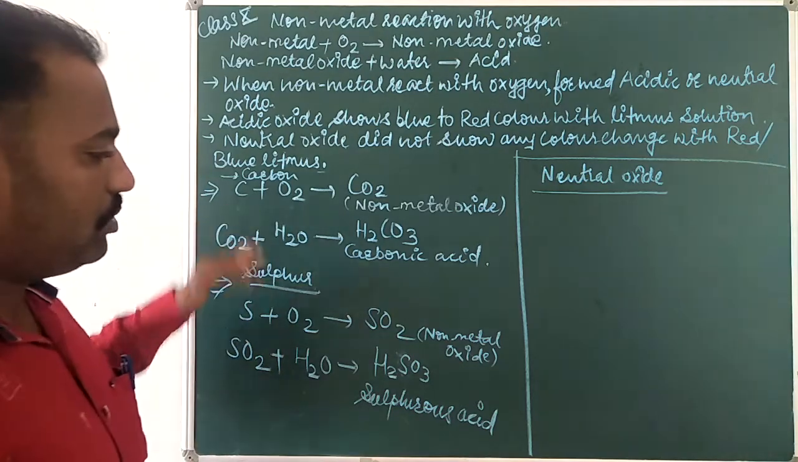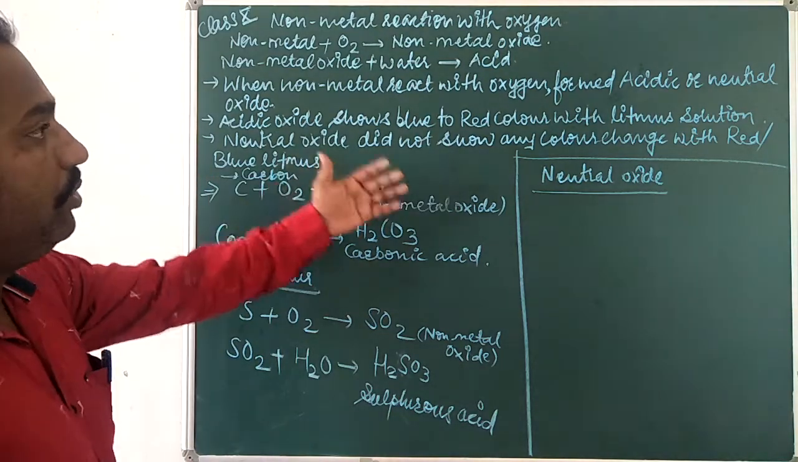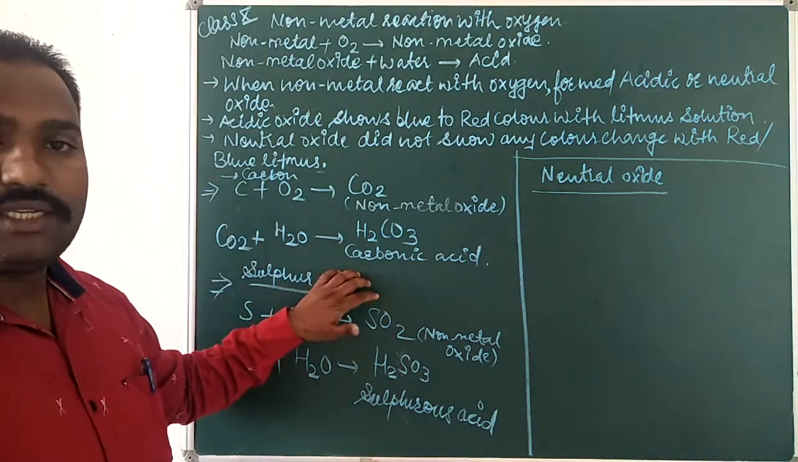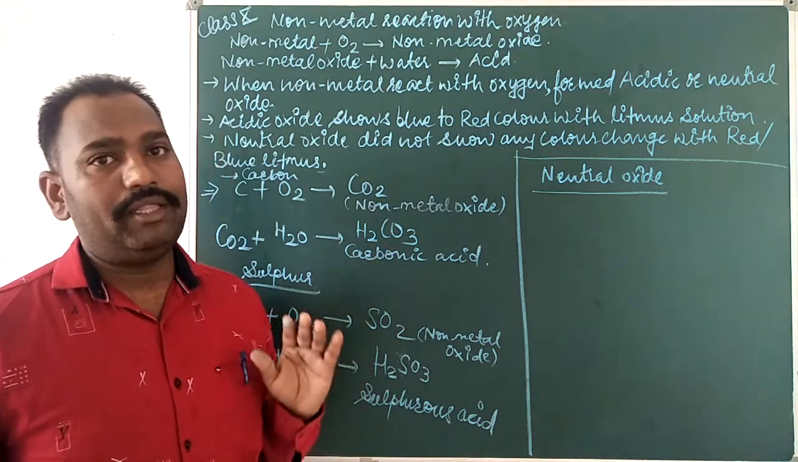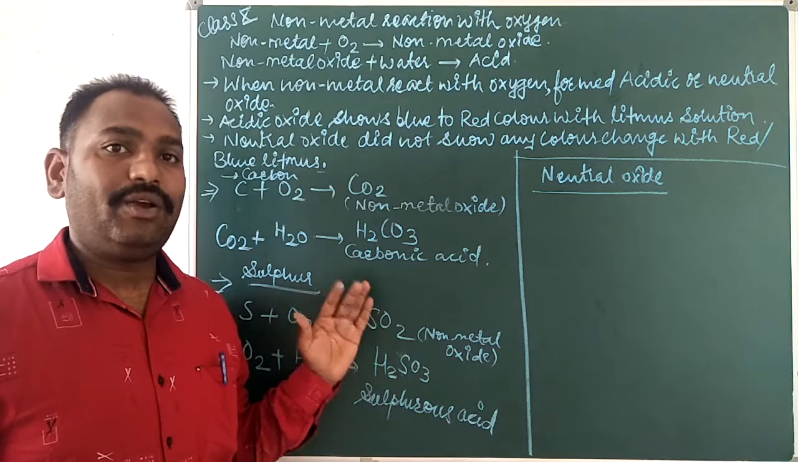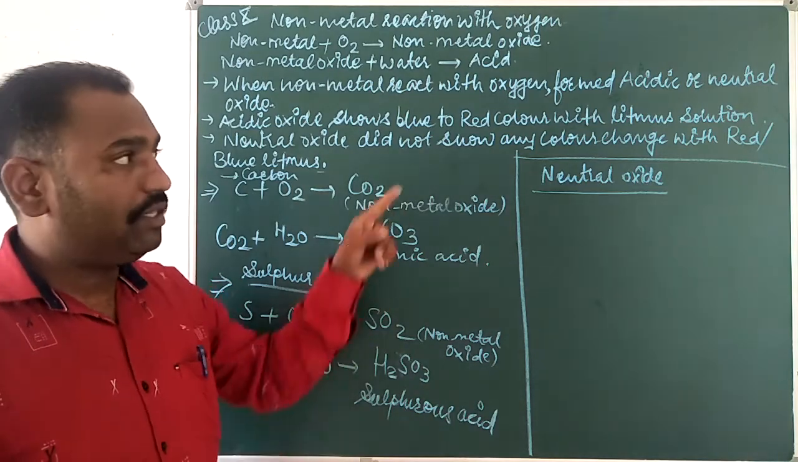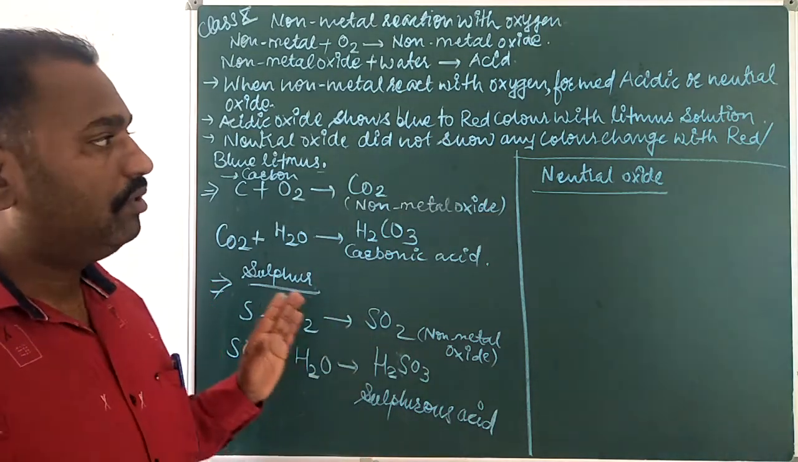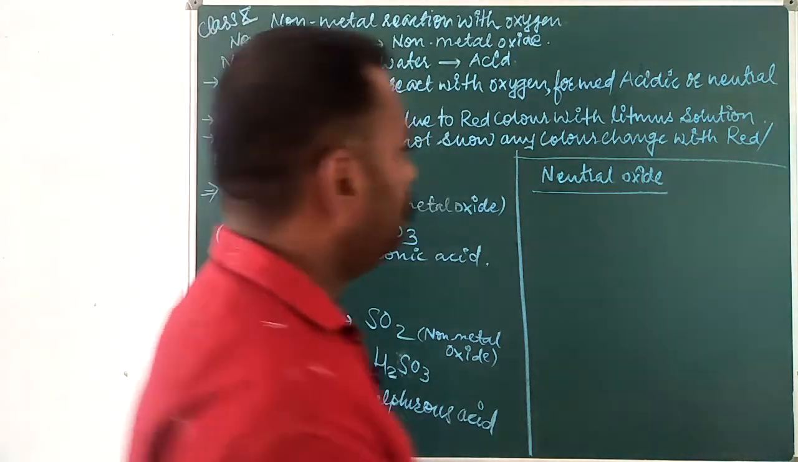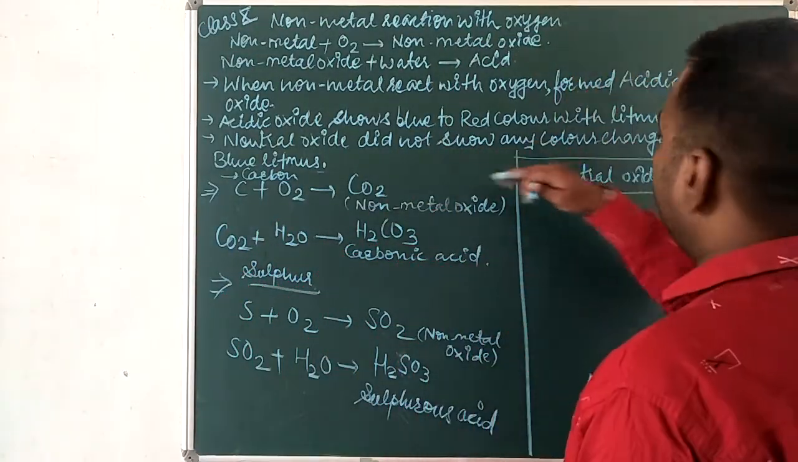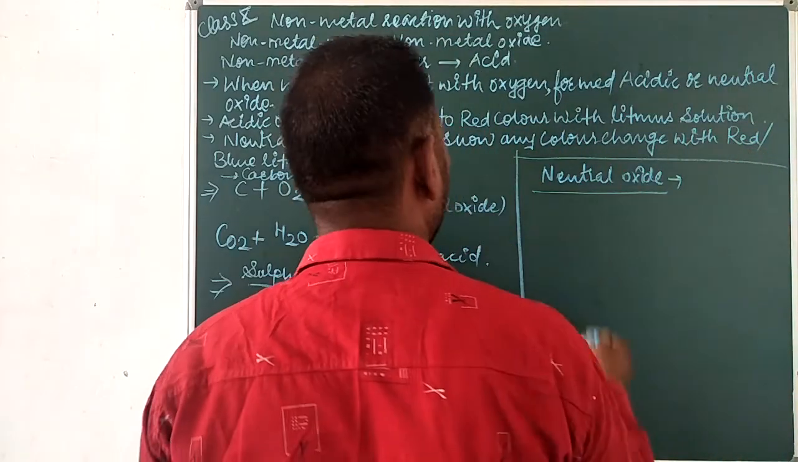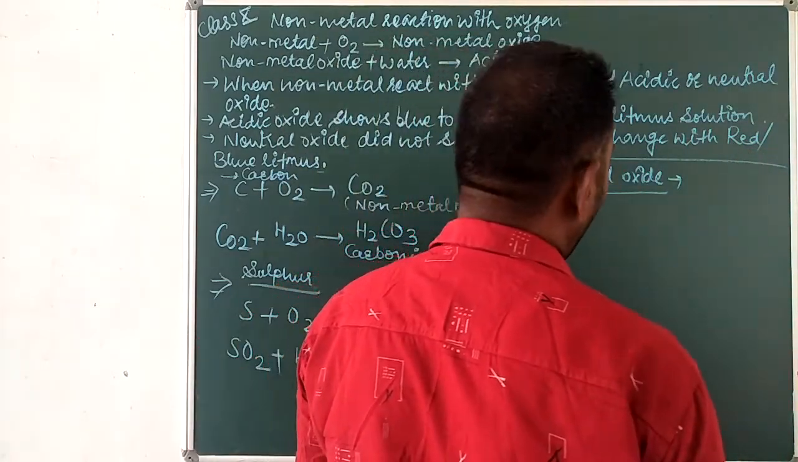Here are the two examples for that. I already showed how we can determine whether any oxide formed by non-metals is acidic or neutral: the answer is the litmus test. And now the neutral oxide. What is the behavior with the red and blue color change? There is no change in the color.